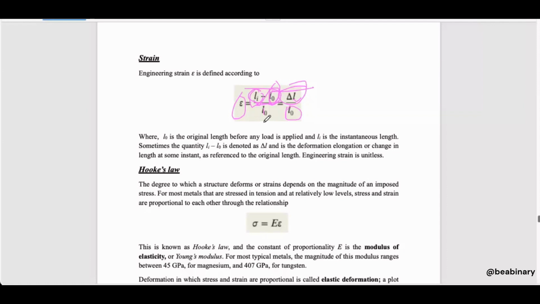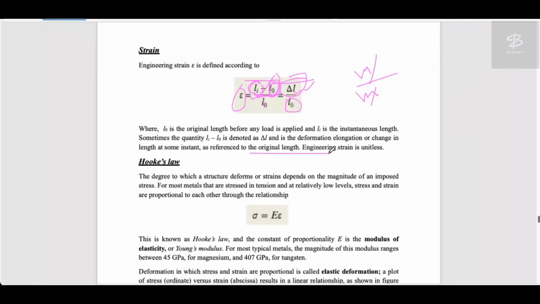Okay, and obviously this is a unitless quantity, because in the numerator you have a length which has a unit meter, and in the denominator you have a length as well, which also has the unit meter. So meter upon meter cancels out. What are you left with? Nothing. It means the strain is a unitless quantity. Keep in mind. Okay, the same thing is written here.